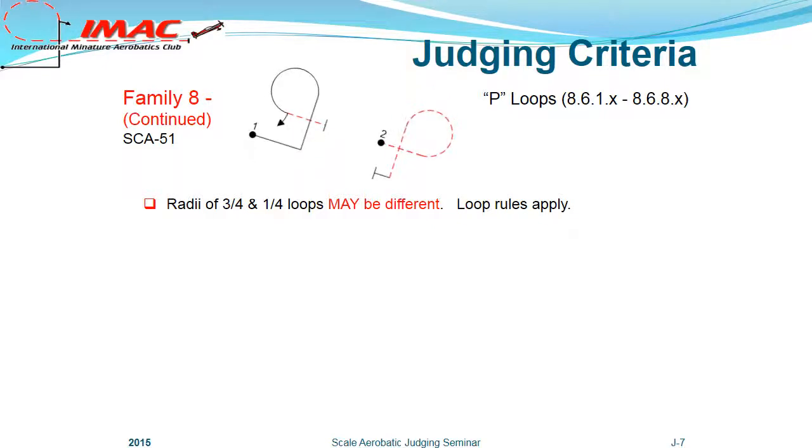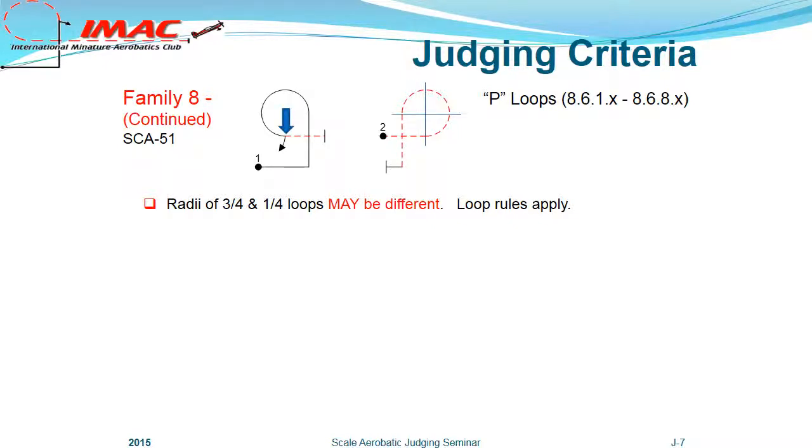Here are some examples of P-loops consisting of a 1/4 and 3/4 partial loop connected with a line. Note that the 3/4 loop ends before intersecting with the vertical line as shown in Figure 1 by the half roll and in Figure 2 by the blue lines. The radii of the 1/4 and 3/4 partial loops do not have to match, but must be smooth and constant, observing all the standard looping rules.